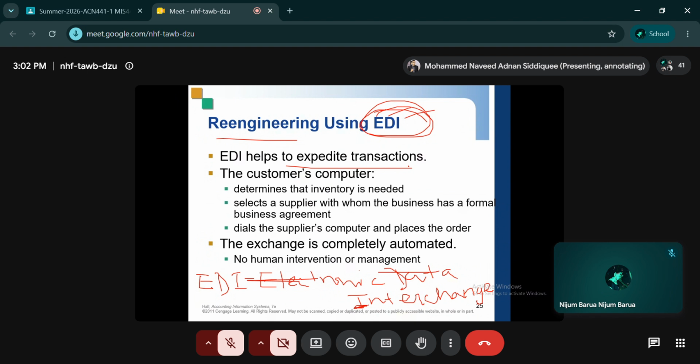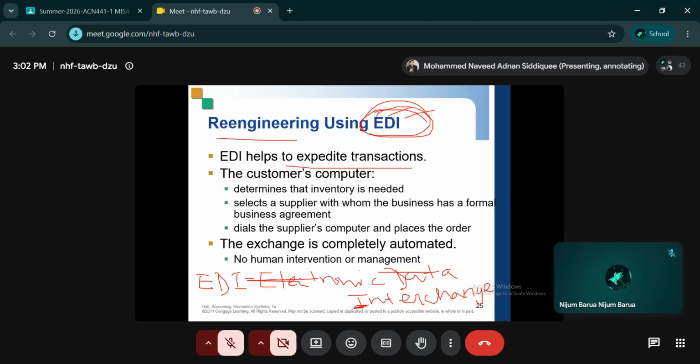EDI is a system in which no human intervention or human management is needed. So it's completely automated, right? This is completely automated and no human intervention is required. No human management is necessary, right?